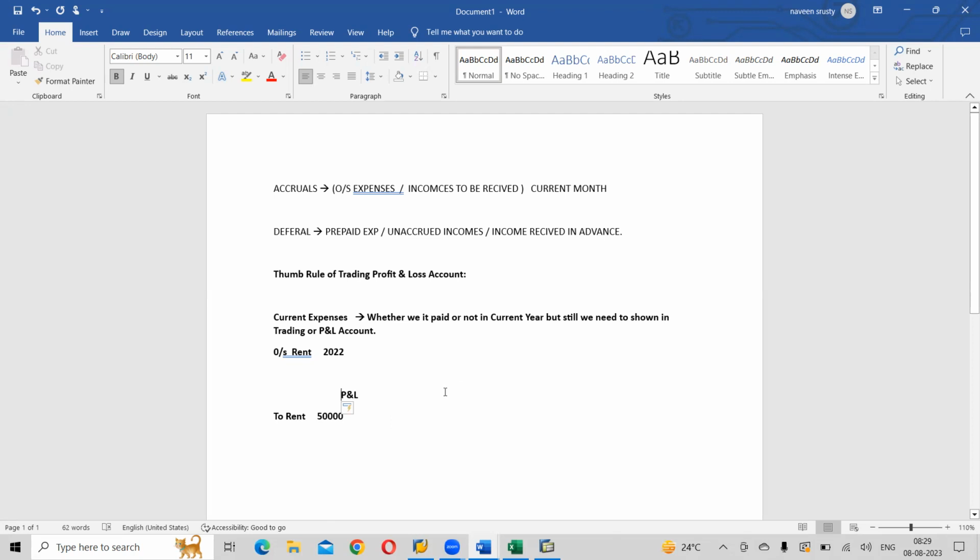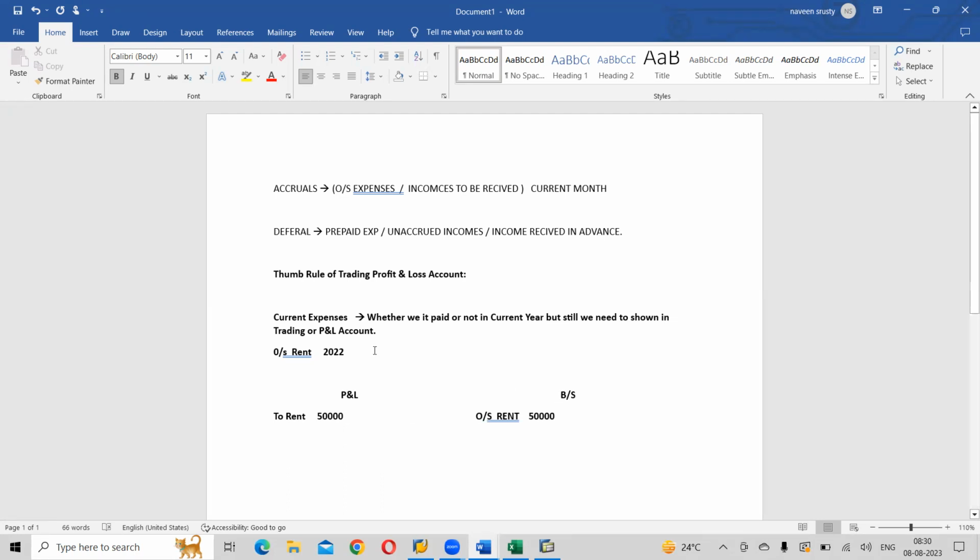And what would be the effect? Did we pay this particular amount? Yes or no? No, right? So what is the second effect in the balance sheet? In the balance sheet, the second effect would be on the liability side. We will show it as a current liability, outstanding rent of 50,000. Understood?